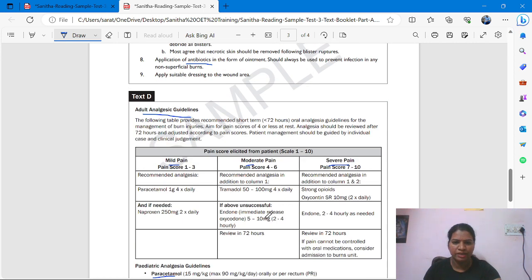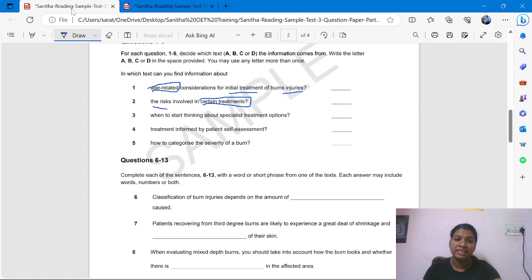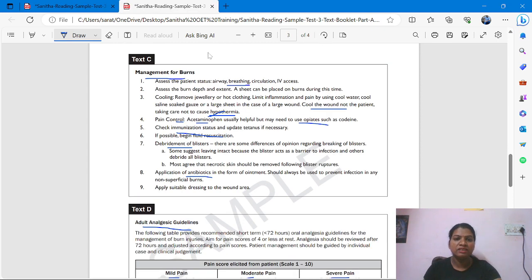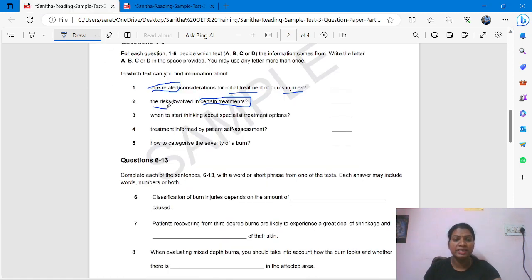If it is saying about medication, then what is the question they are asking? The risk involved in certain treatment. In one place here it says cool the wound, not the patient, take care not to cause hypothermia. If you use any cooling management, we have to be cautious to prevent the patient from hypothermia. What is the risk? Hypothermia is a risk. So what is the answer here? The answer is C. You have to find the answer like that.